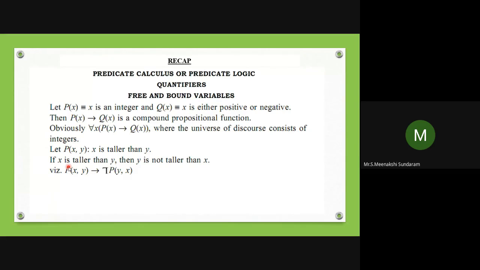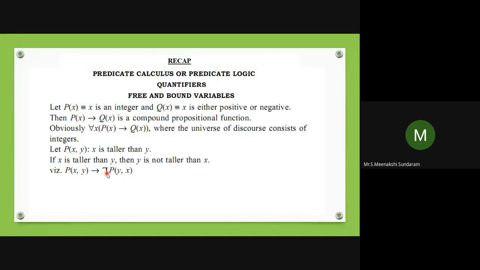For example, another example, P(x, y), where two variables are there, nested quantifiers we are seeing. So the two variables become x comma y. x is taller than y. If x is taller than y, then y is not taller than x. That is the converse. Vice versa, P(x, y): if x is taller than y, then there is a conditional, P(y, x). So y is not taller than x, with negation. Negation means not.